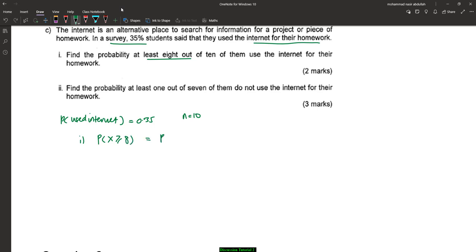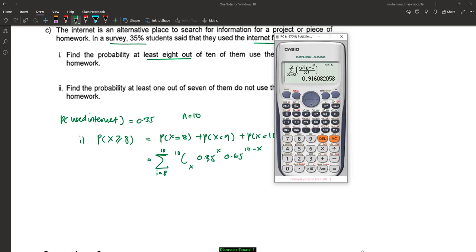So this one should be probability of x equal to 8 plus probability of x equal to 9 plus probability of x equal to 10. So by using the binomial distribution formula, i equal to 8 until 10. So n is equal to 10, choose x. Probability of success is 0.35 power of x and 0.65 power of n minus x. So you just input into your calculator.